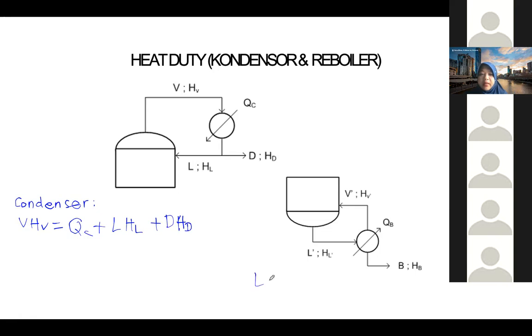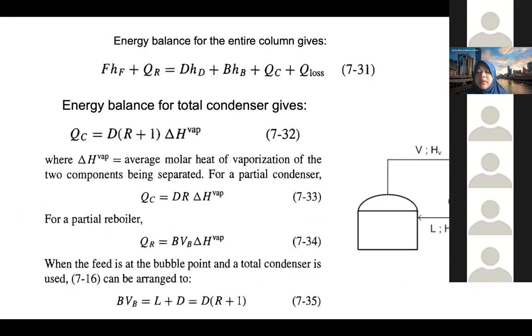So here, L multiplied with HL plus the Q of the reboiler, for example, is equal to V HV plus B HB. Okay, this is the simple way to write it. This is also an example. I took it from the book, but they don't have the schematic, so we're still going to use the schematic.